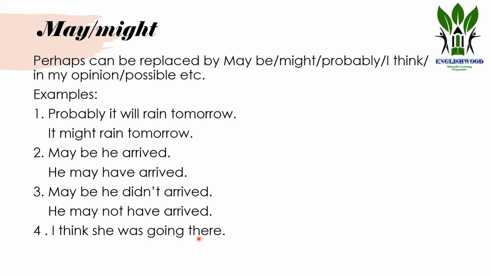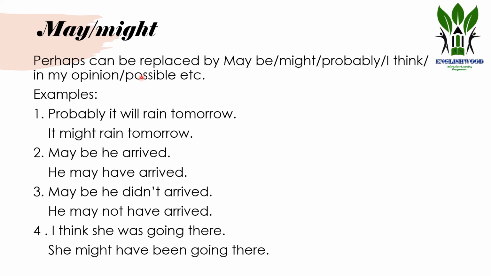I think she was going there means she might have been going there. So I think she was going there. Was going means have been going there. She might. Okay. I think. So, in this way, probably, may, alright. I think, possibly we can arrive. And on the basis of that, you have to use might. Okay, that means the idea is if these words come, may, might, probably, think, opinion, if they come with a sentence, then we use may or might. If they come with the positive, use might or may. If they come with the negative, use might not or may not.